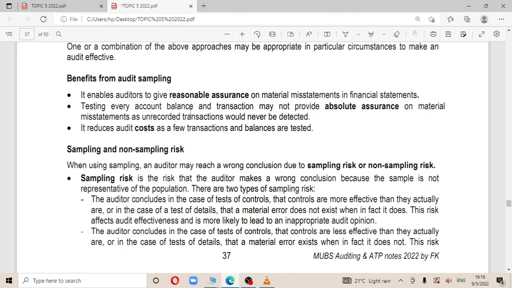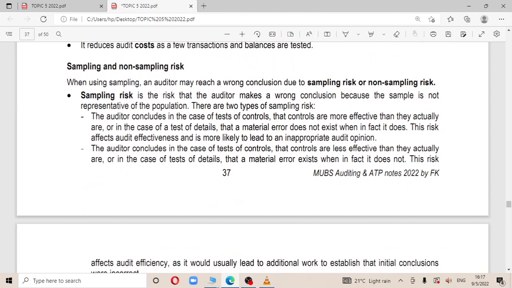Most of you are not in class. So even if you do 100%, you may never achieve the absolute assurance. That's why in auditing, you're only required to test for reasonable assurance. Also, it reduces audit costs as few transactions and balances are tested.